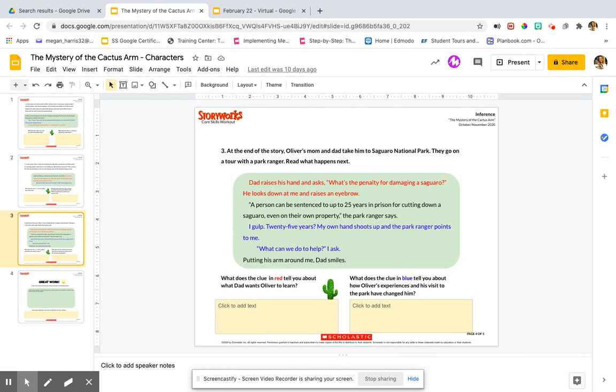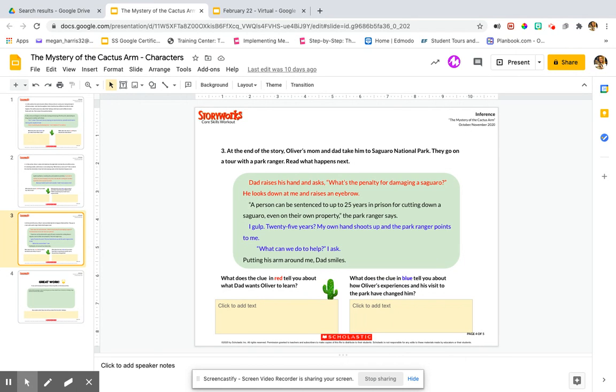So then in blue, we're going to switch back to Oliver. What does this clue in blue tell you about how Oliver's experiences and his visit to the park have changed him? Okay. So he realizes that it is a serious deal. He gulps. What does that mean to someone? He makes that big swallow. Okay, I try to make a swallow noise for you. Okay, big swallow. 25 years, that's what he's thinking. Okay, he raises his hand and says, what can I do to help?